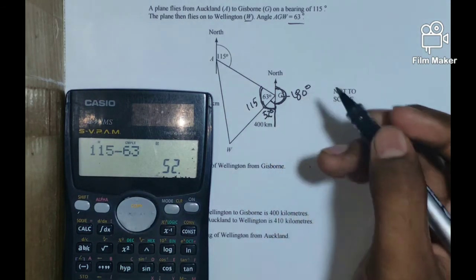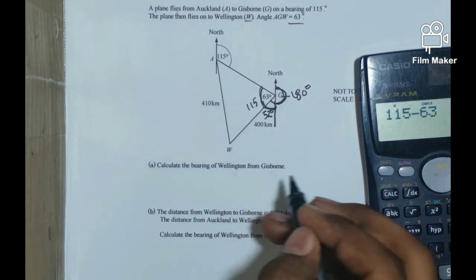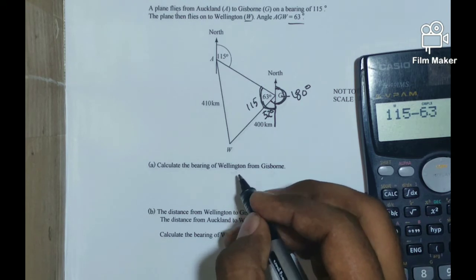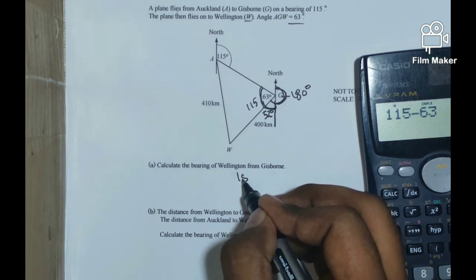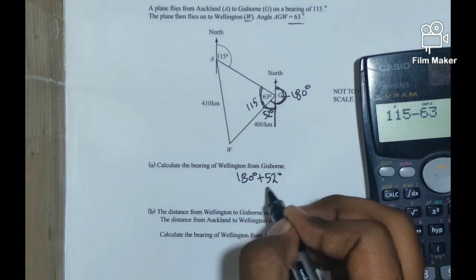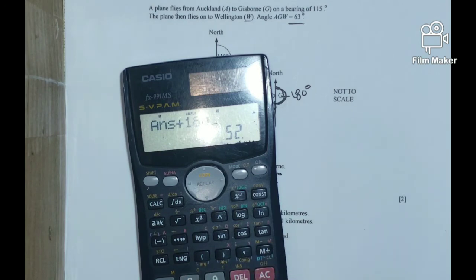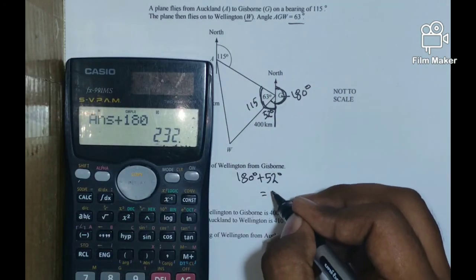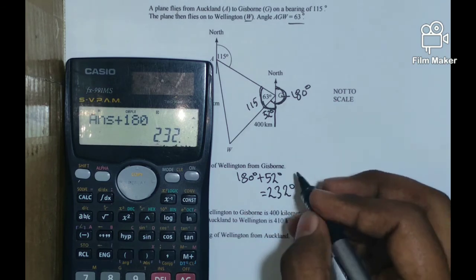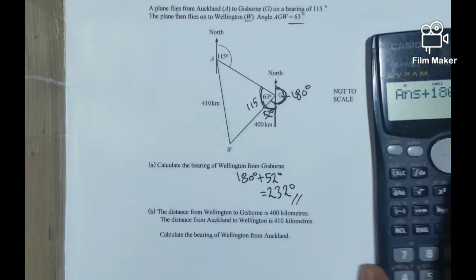And if we want to calculate the bearing of Wellington from Gisborne, it is equal to 180 degrees plus 52 degrees, which is equal to 232 degrees. So this is our final answer for this part of the question.